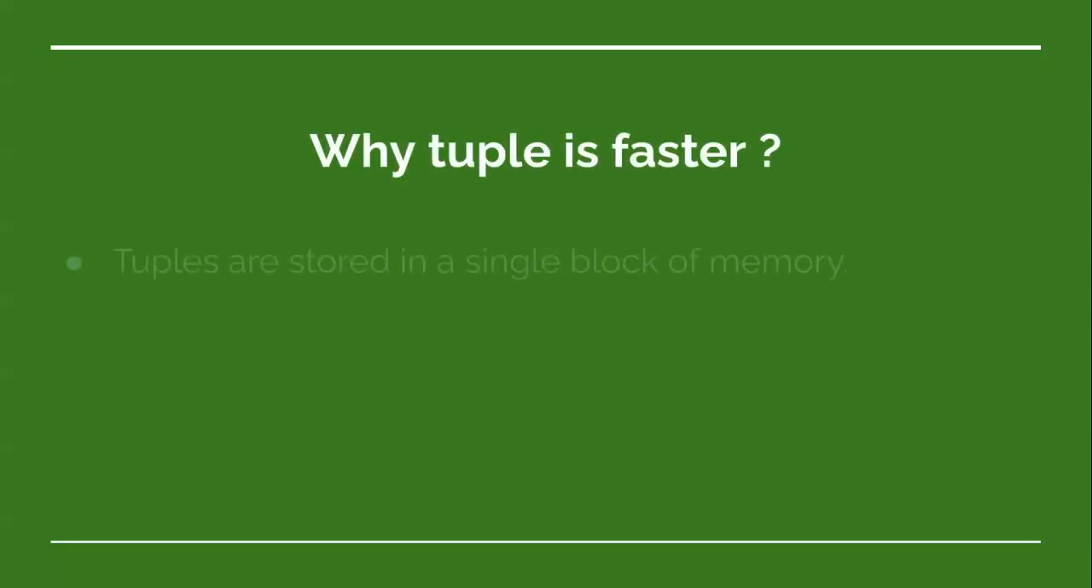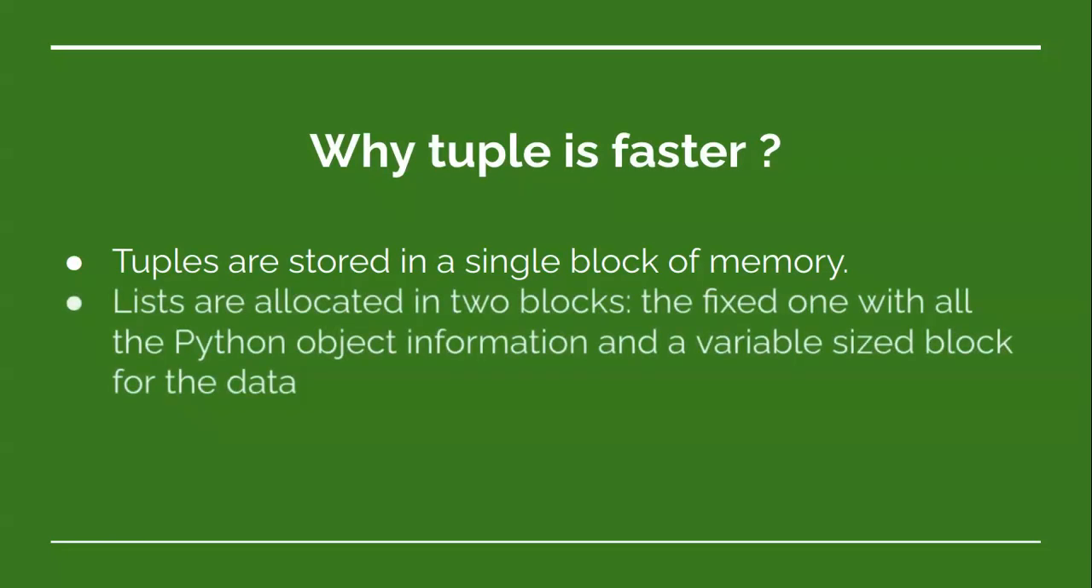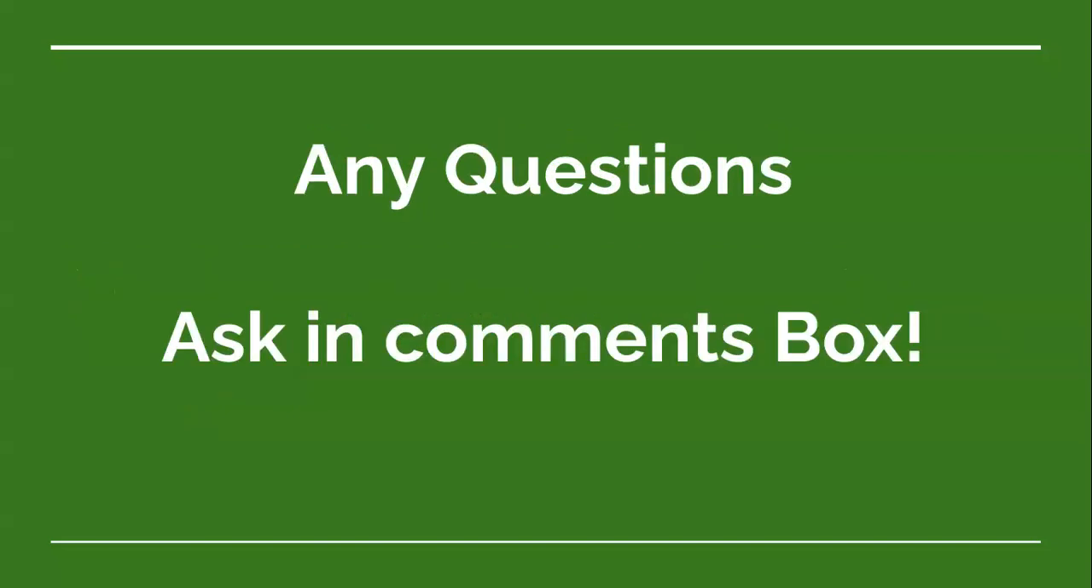Tuples are stored in a single block of memory, so creating a new tuple involves at worst a single call to allocate memory. Lists are allocated in two blocks: the fixed one with all the Python object information and a variable-sized block for the data. That's part of the reason why creating a tuple is faster, but it probably also explains the slight difference in indexing speed as there is one fewer pointer to follow. So, for now we all know the reason being tuple working and its architecture which makes it faster than the list.